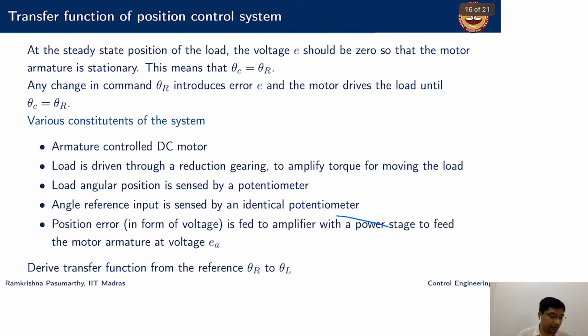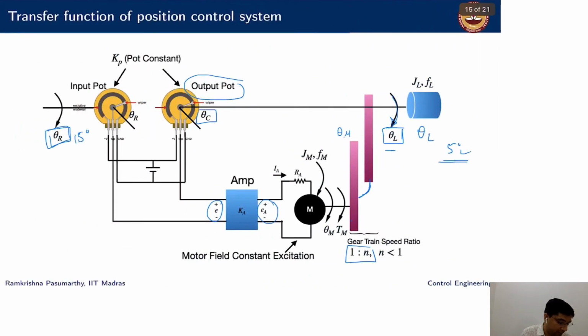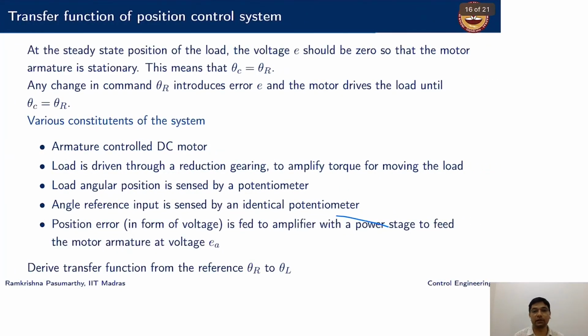And then this error will now produce some voltage here, because theta c is not equal to theta r. E is not equal to 0. Therefore, EA is not equal to 0. And when EA is not equal to 0, it will drive the motor until theta c becomes equal to theta r. Okay, so what are the various constituents here?